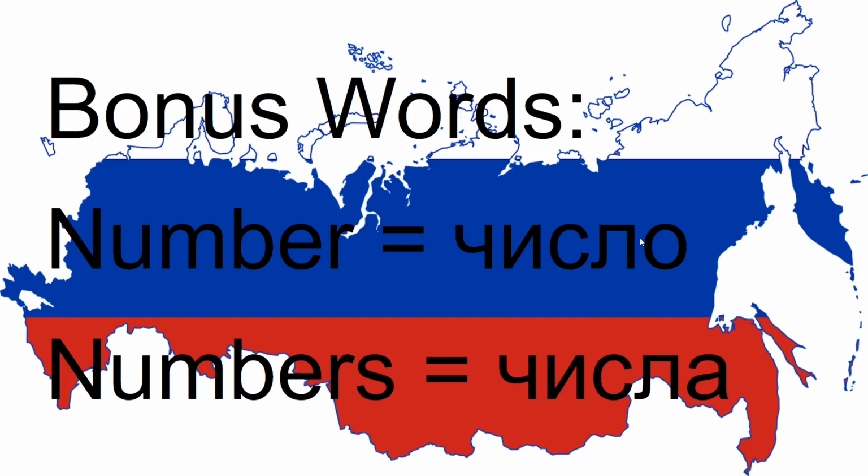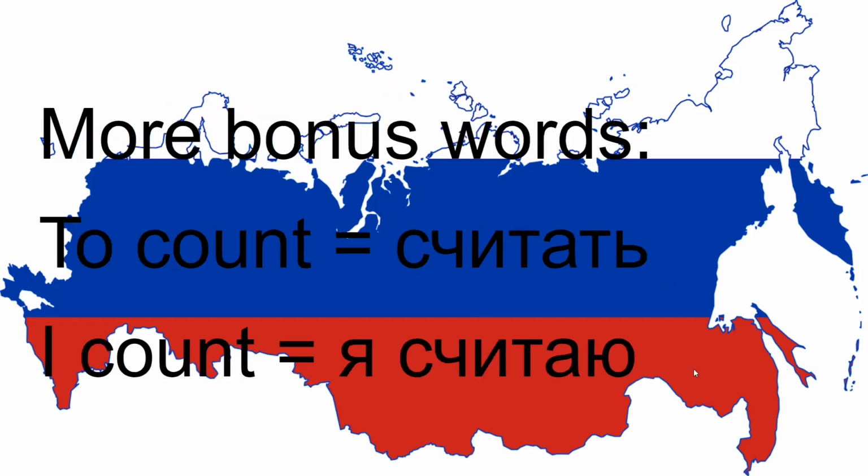Some bonus words. First, the word for number is число. And the plural of that is числа, with an A instead of an O. More bonus words. I've got two more little words to learn. Считать is to count. Считать, so very similar to читать, which is to read. You just add an S at the beginning and it becomes считать, which means to count.